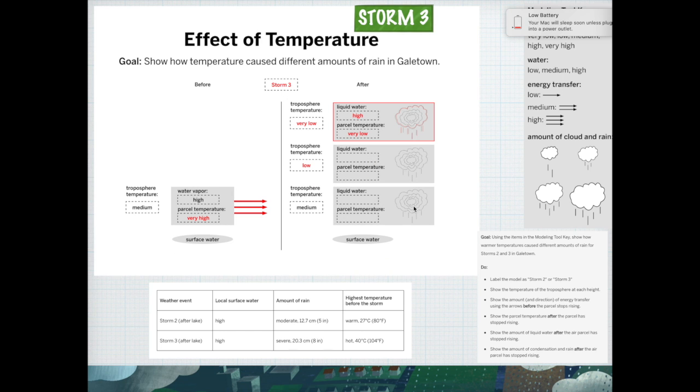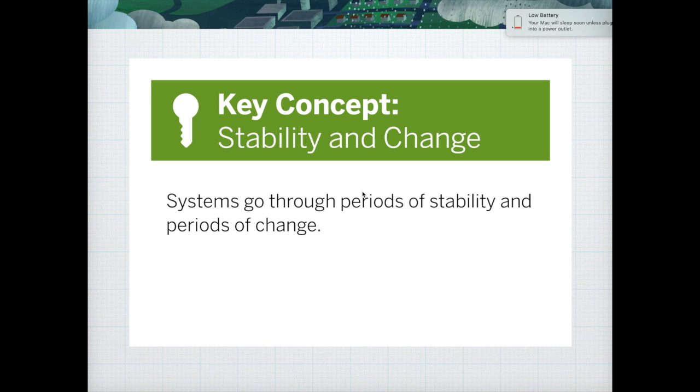Whereas if we draw it to storm 3, we have a very high temperature because it is hot, very high. So therefore, it's going to go very high in the troposphere. And the liquid water is high and the temperature is very low, whereas in the last model, it was low. So the higher it goes in the troposphere, the more liquid water is going to be created, because more of the energy is released, turning more of the water vapor back into liquid.